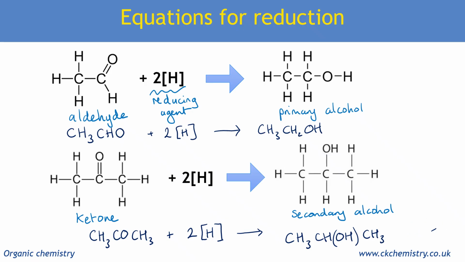So if you know, for example, that this is producing propan-2-ol, and we're starting with propanone, just be clear about the product. Make sure that it's not ambiguous. Make sure that it couldn't be a different alcohol. So it's not such a problem here with ethanol.